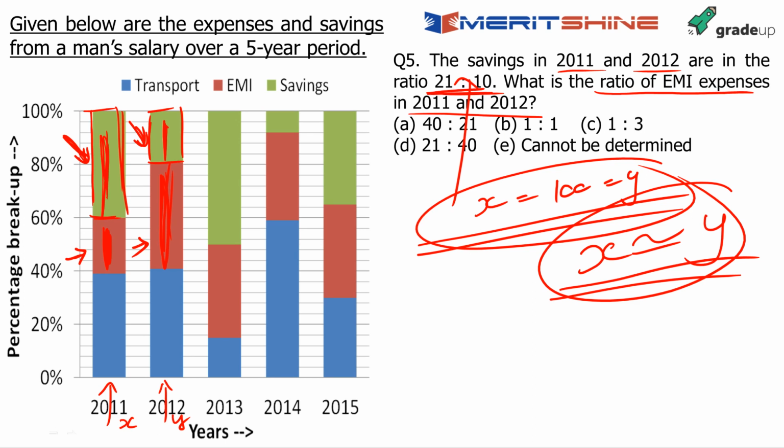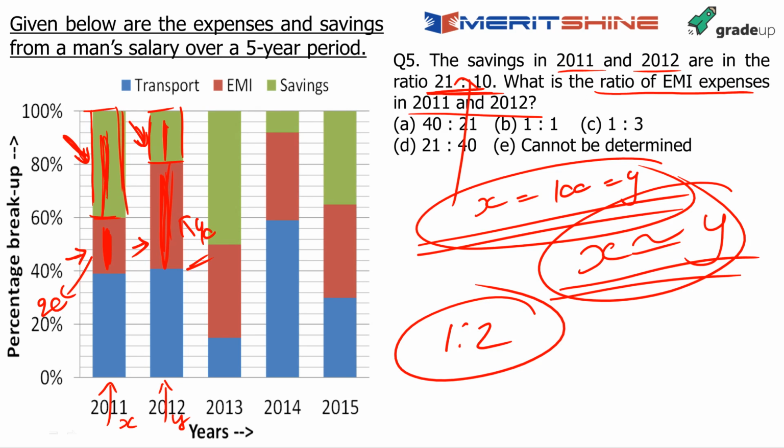It means what is this? ये लगभग 20 के बराबर लग रहा है, and this is around 40. Absolute value से मुझे मतलब ही नहीं है. I just know that in terms of percentage, EMI expenses in 11 are half of EMI expenses in 12. It means NX and NY बराबर है. तो it means that your final answer has to be somewhere around 1:2 and nothing else. और कुछ हो ही नहीं सकता.